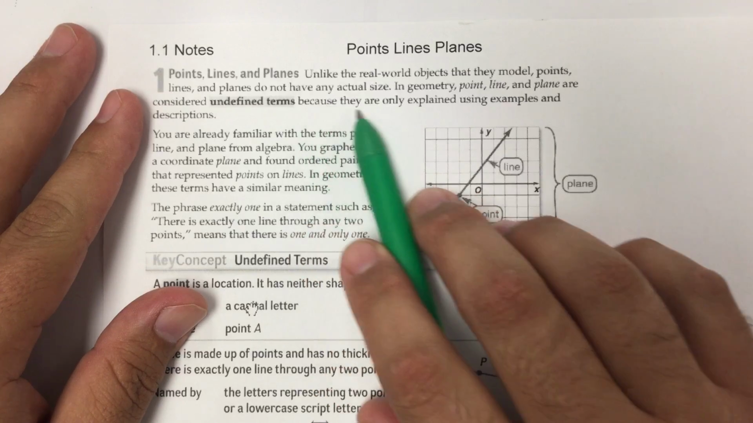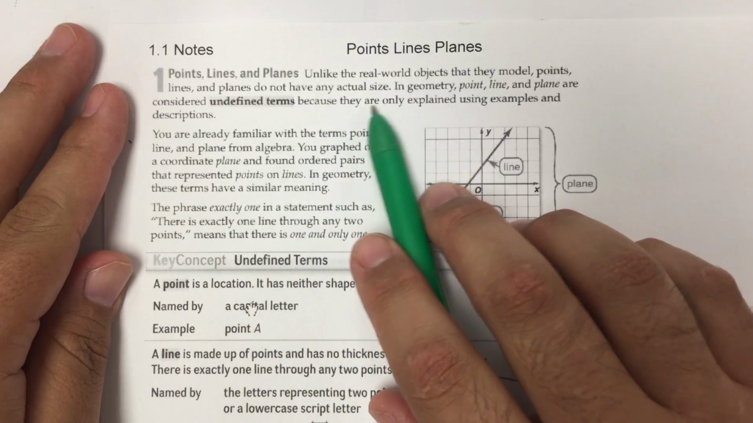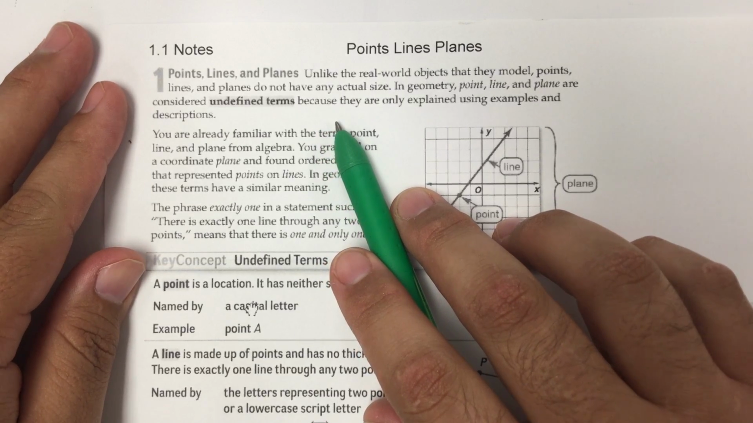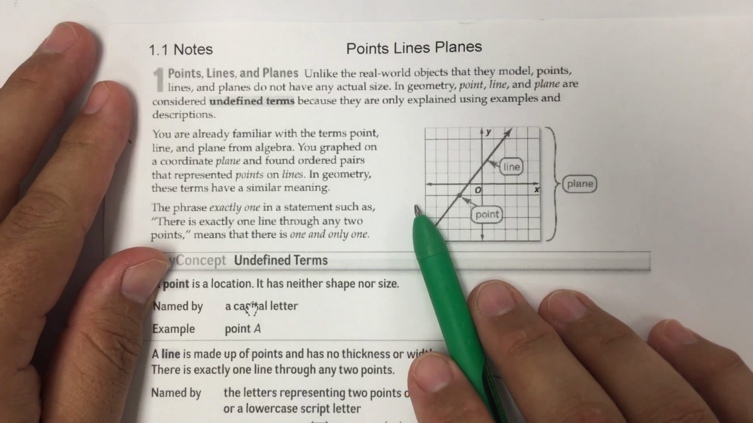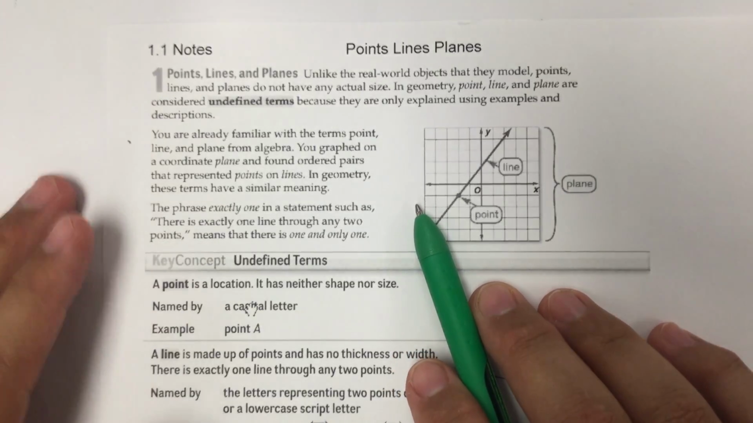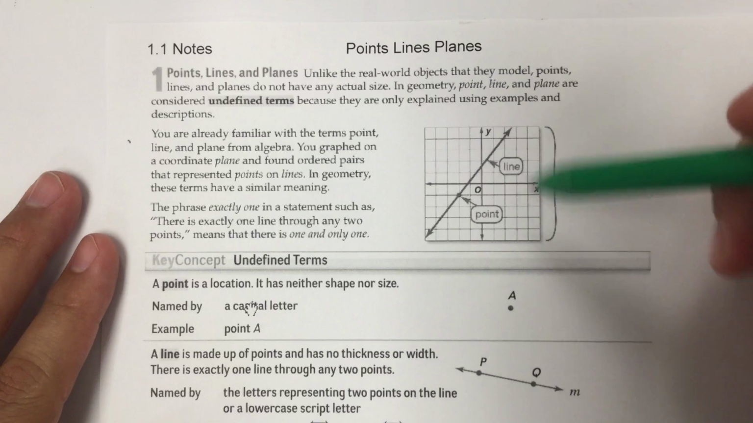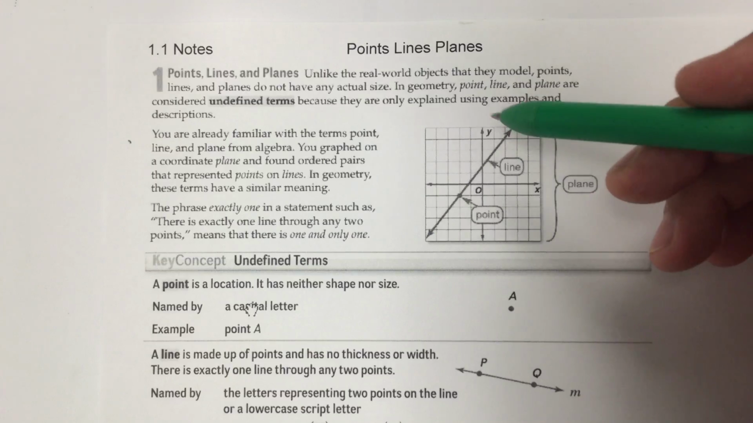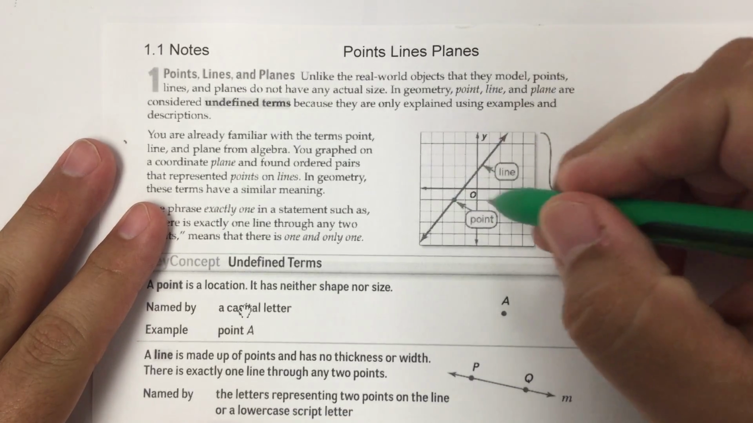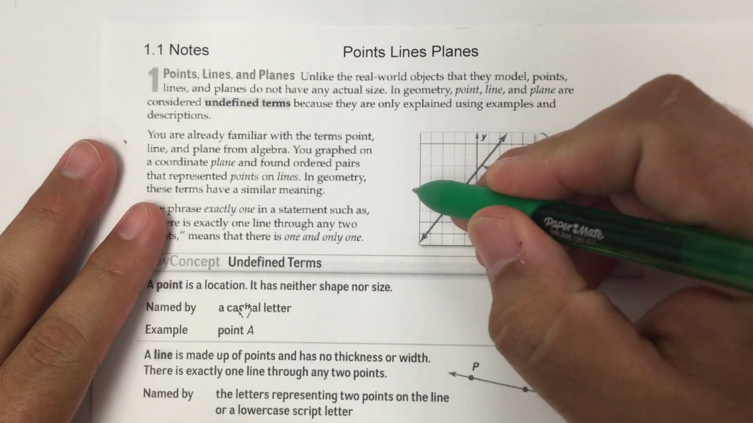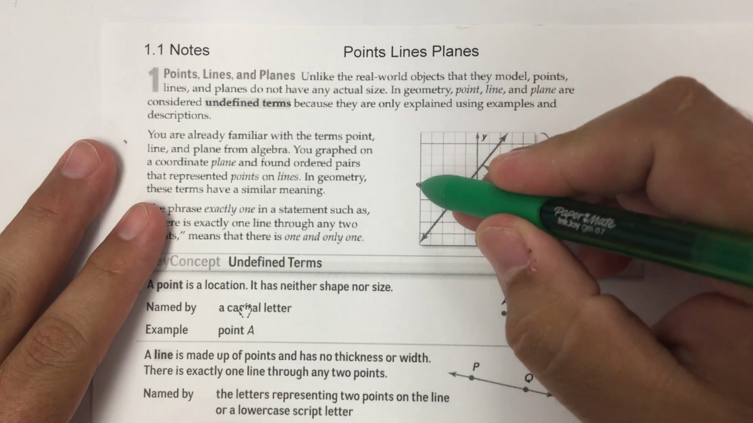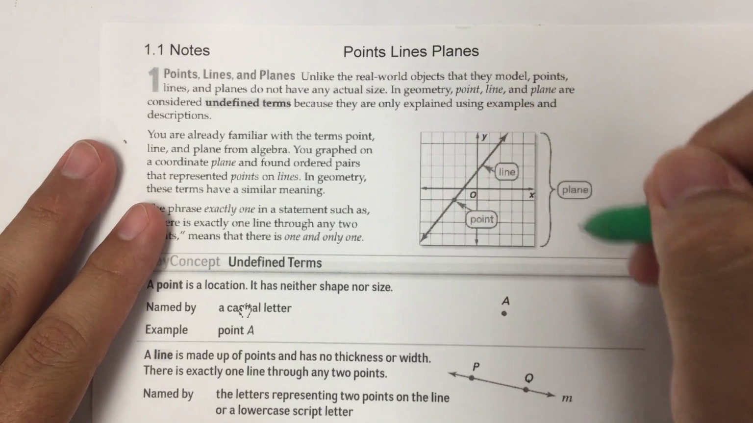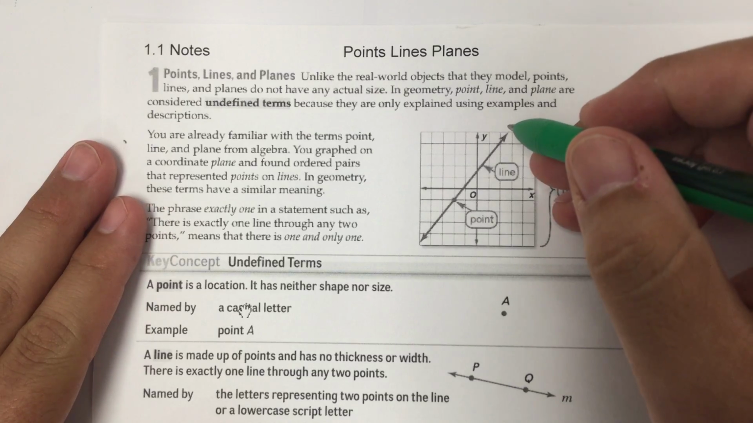Okay, they don't have any actual size. They're considered undefined terms because they are only explained using examples and descriptions. Some of us have already seen this, especially in Algebra 1. You've seen this right here. A lot of you call this a graph. This is a graph with four quadrants, right? This graph right here is what we call a two-dimensional plane. It has a dimension of x and a dimension of y, and some might say it has length and width, right? So this is a plane that extends and keeps on going on forever, right?